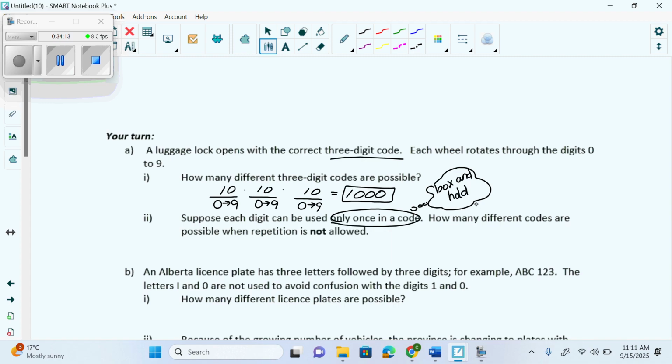How many different codes are possible when repetition is not allowed? Does it say I have to start with a certain code or anything like that? No. So here I have 0 to 9, which is 10 options. Then I have to box and hold something. I'm going to box 9. So now I have 0 to 8, which is 9 options, box the 8. Then I would have 0 to 7, which is 8 options. So that's 720.